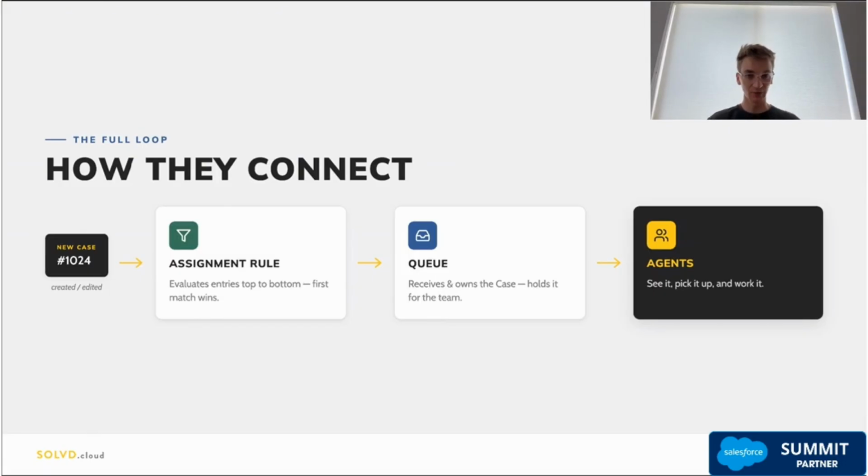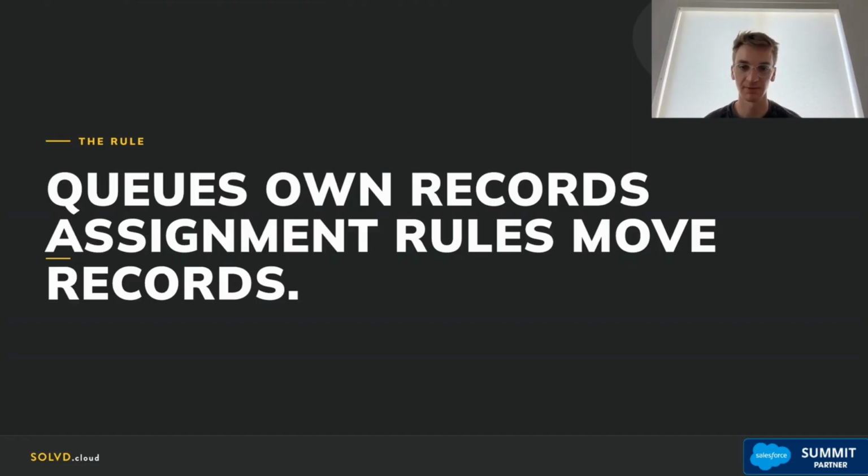So what we've talked about today delivers real value for you and your business. Queues own records, assignment rules move those records, and when these two are both connected, it will help to automate a pretty key portion of your business. If your support team is constantly losing cases or manually reassigning work, think about implementing this within your own org, or reach out to us for help.